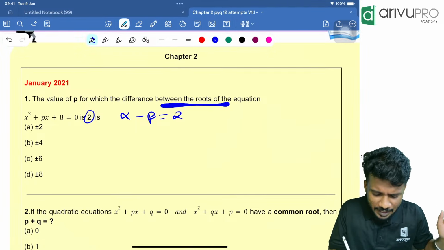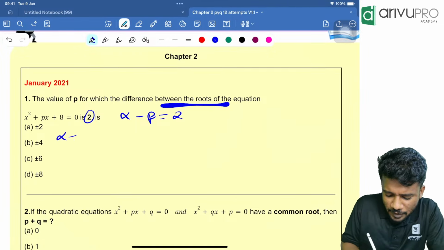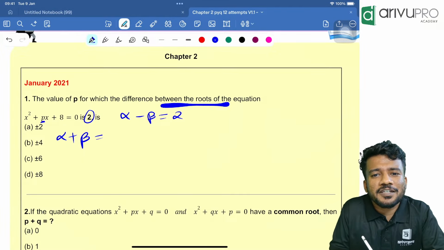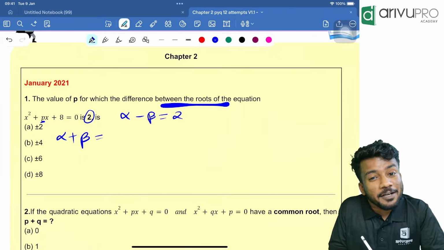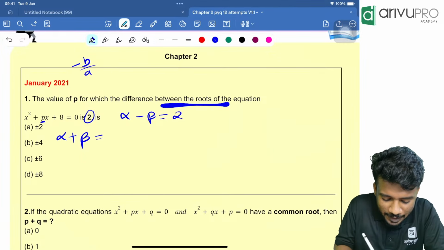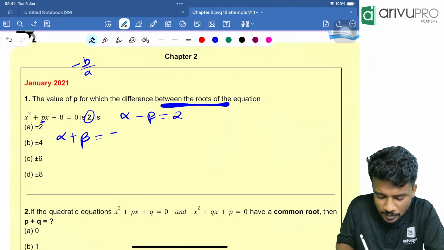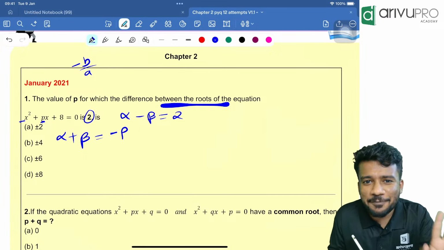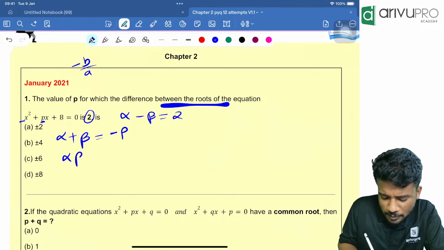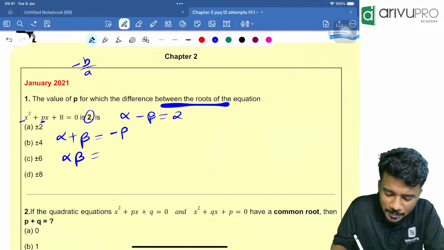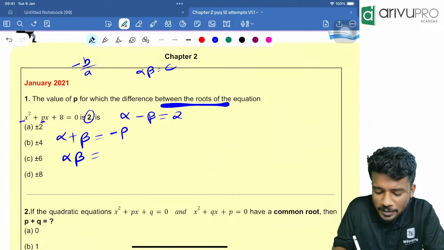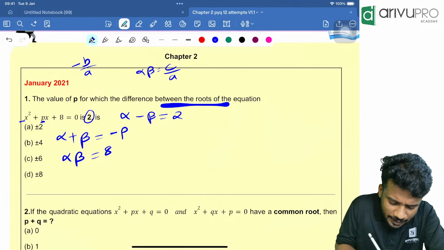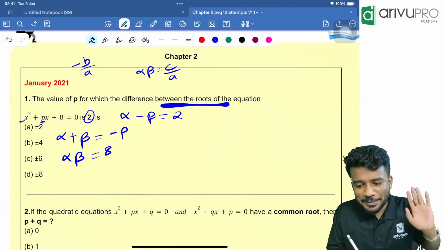Let it be there. Write it down. Then what do you know about it? Sum of the roots, alpha plus beta, is nothing but minus coefficient of x divided by coefficient of x square, that is minus b by a. Here b value is p, so minus p divided by a value, which is 1. So minus p is alpha plus beta. Now you tell me what is the product of the roots, alpha beta. That is nothing but constant term divided by coefficient of x square, that is 8 divided by 1. So alpha beta is equal to 8.